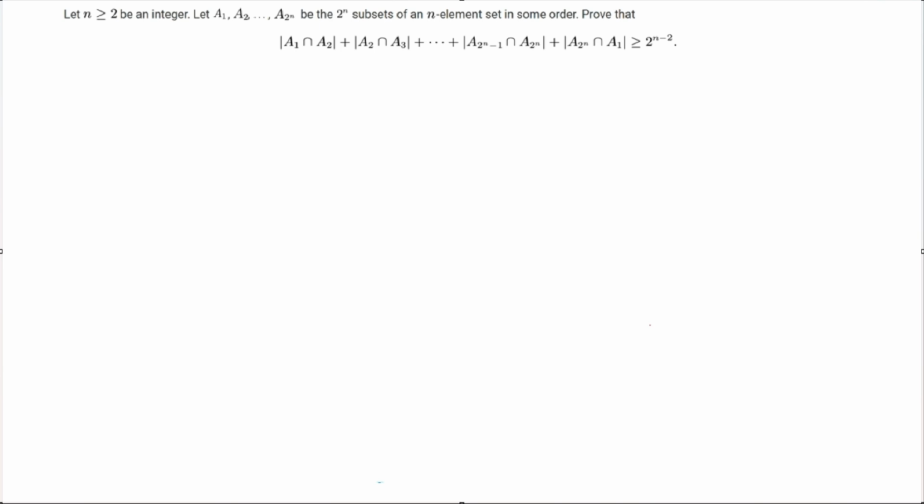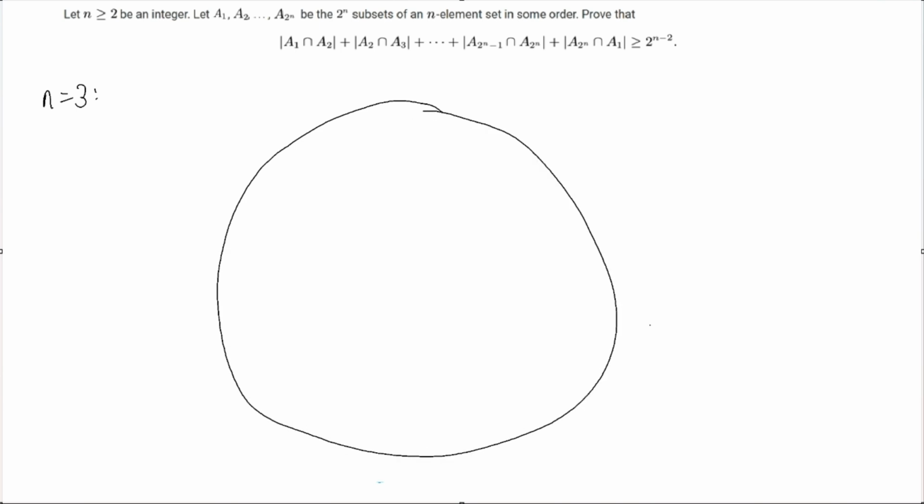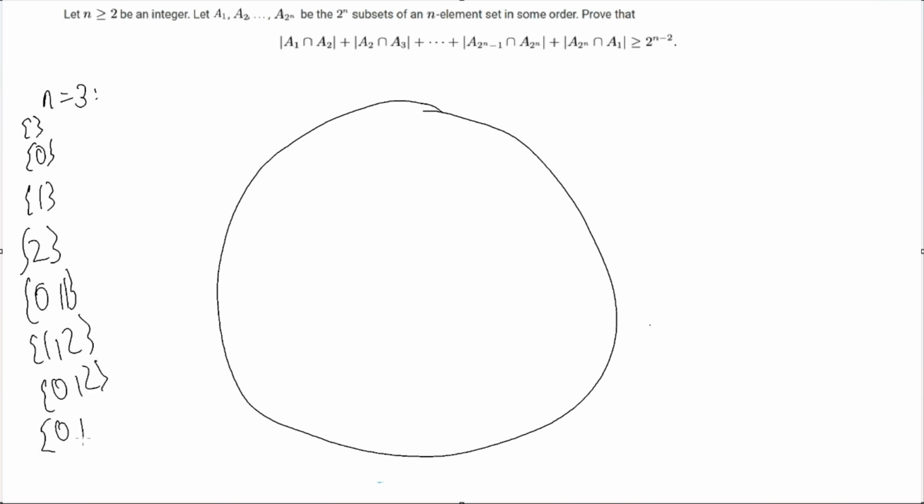So now let's try looking at n equals 3. Then we have this bigger circle, and our sets to work with are the empty set, {0}, {1}, {2}, {0, 1}, {1, 2}, {0, 2}, and of course the set with all of them. Those are the 8 that we work with. And we want to put them around this circle and prove that the sum we get is greater than or equal to 2^(3-2), which is 2. So once again, suppose we have our empty set here.